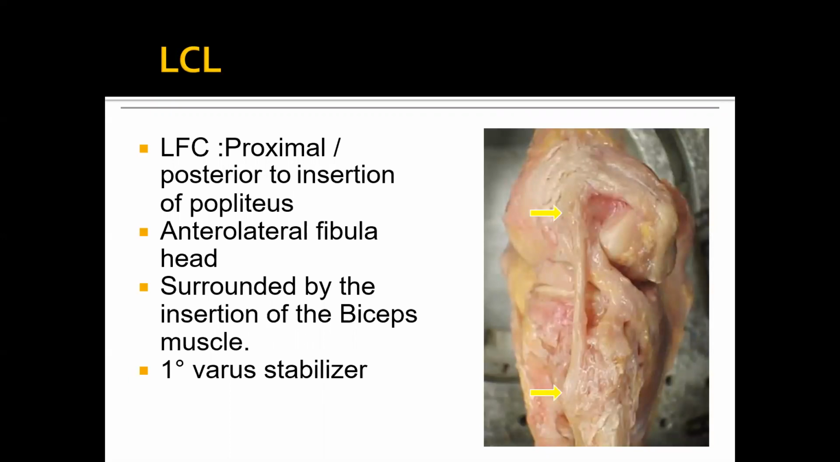The lateral aspect is supported by a complex structure called the posterolateral corner. The LCL is one of those structures and stands for the lateral collateral ligament. It's the primary restraint to varus forces.